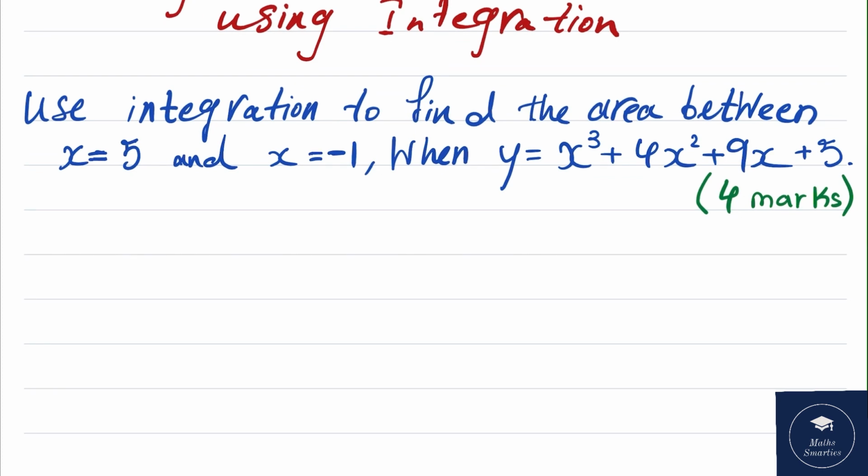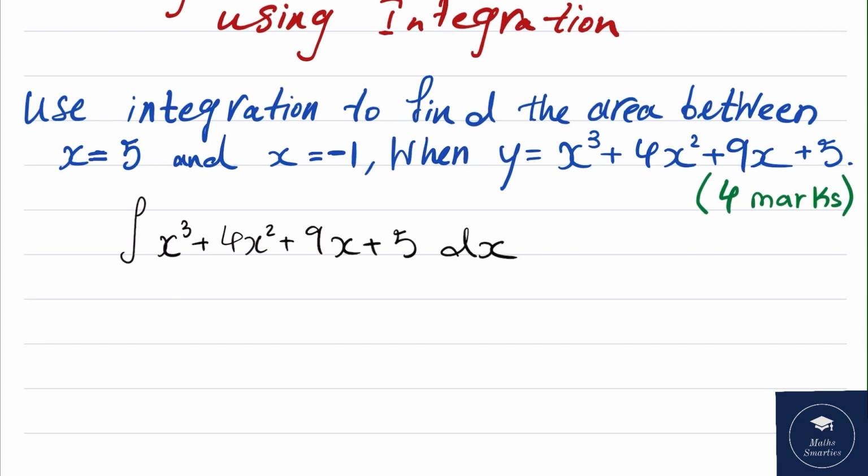This question is about solving an integration question using definite integrals. The question is as follows. Use integration to find the area between x equals 5 and x equals negative 1 when y equals x to the power of 3 plus 4x squared plus 9x plus 5. This is a 4 marks question. Now, what's the first step? The first step is to integrate this equation, and then we use these values to substitute into the integrated x cubed plus 4x squared plus 9x plus 5 dx, because it's in terms of x.